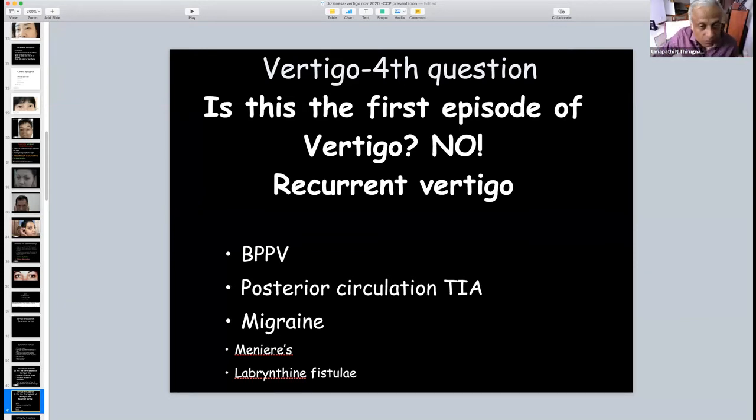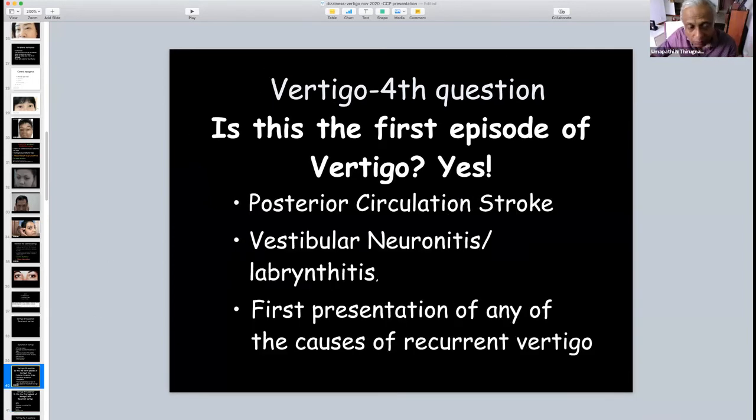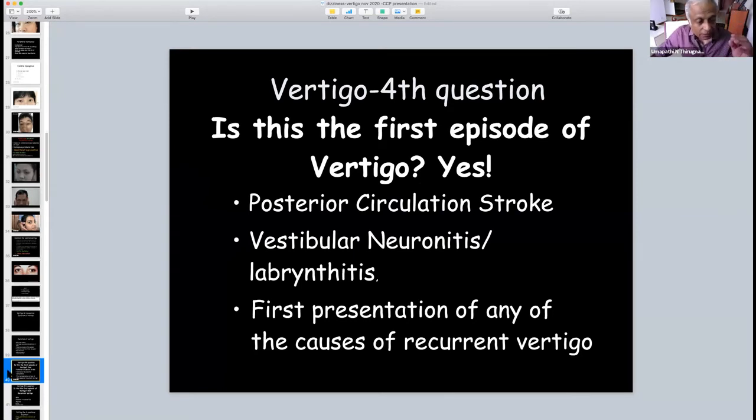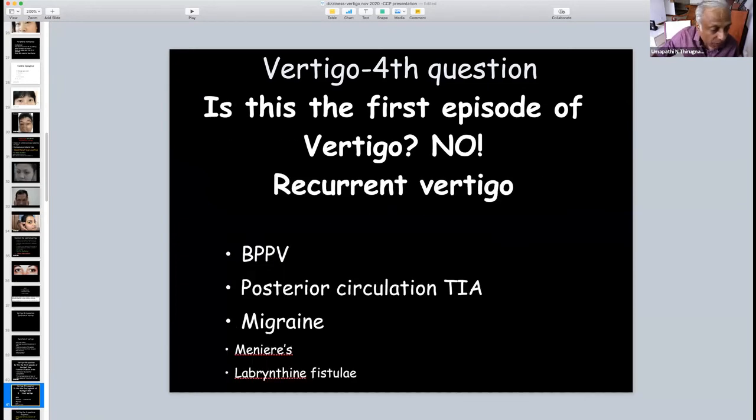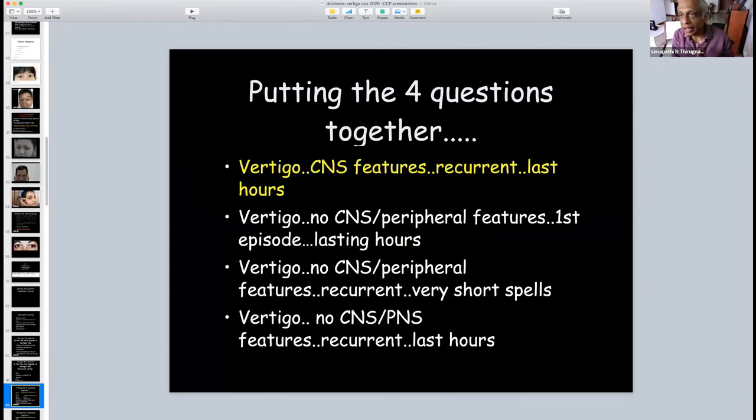So these are the three diagnoses to consider if the fourth question is answered yes, doctor, this is a recurrent spell. But if the person says no, this is the first and only episode, then we have to think about vestibular neuritis, or one of the diseases that are recurrent but happening for the first time when you see the patient. Now we're going to put all four questions together and see how we can solve our patient's problems.